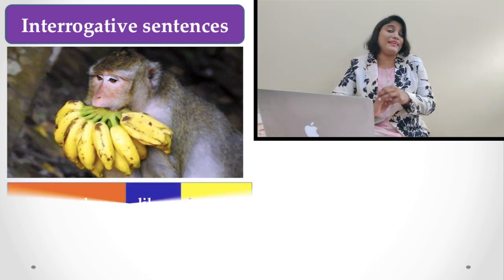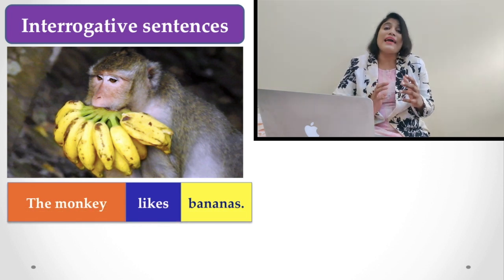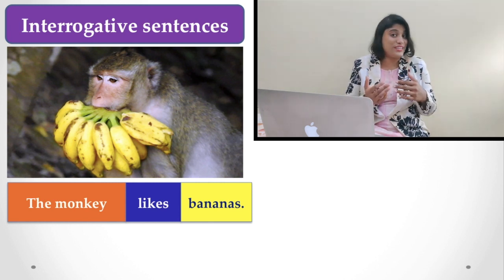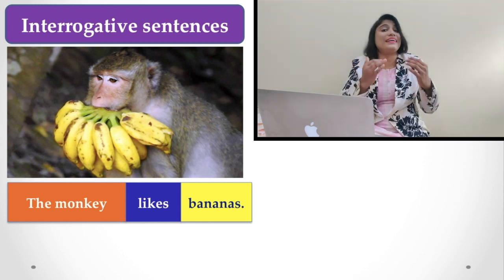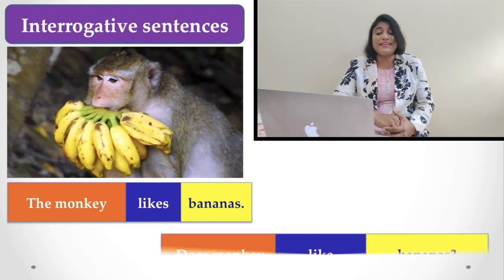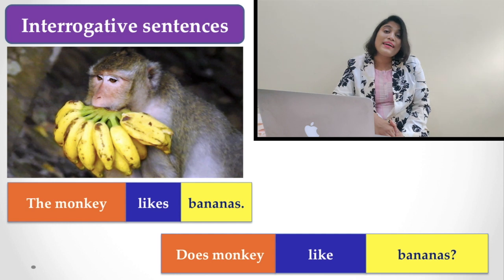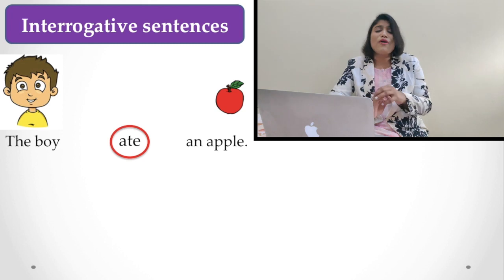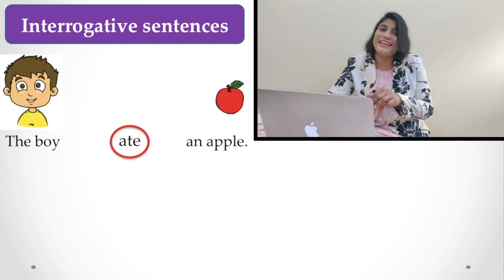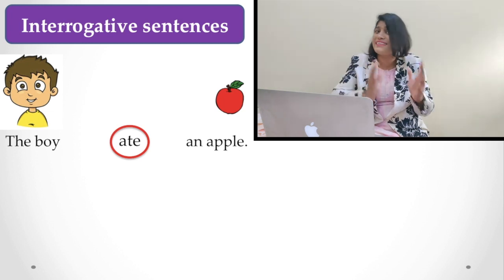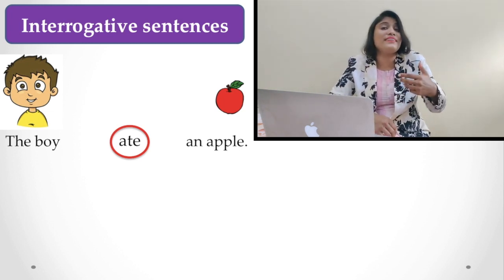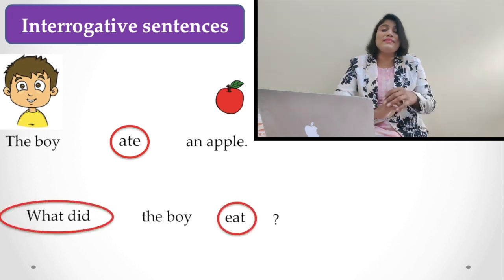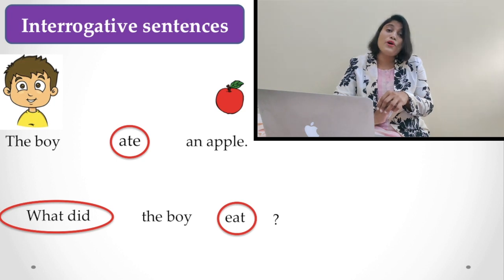So here is an example for you. The monkey likes banana. Of course, this is an assertive sentence, and now I am going to tell you how to make it an interrogative one. Here is the example for you. Does the monkey like banana? And another example for you. The boy ate an apple. This is, of course, not an interrogative sentence, it is an assertive sentence. And you can turn it into an interrogative sentence in another way. You can say, what did the boy eat?